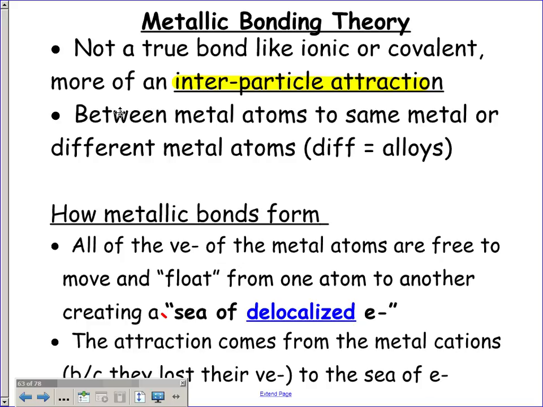Ionic is when one holds the atomic electrons on the six, and covalent is when they share electrons.